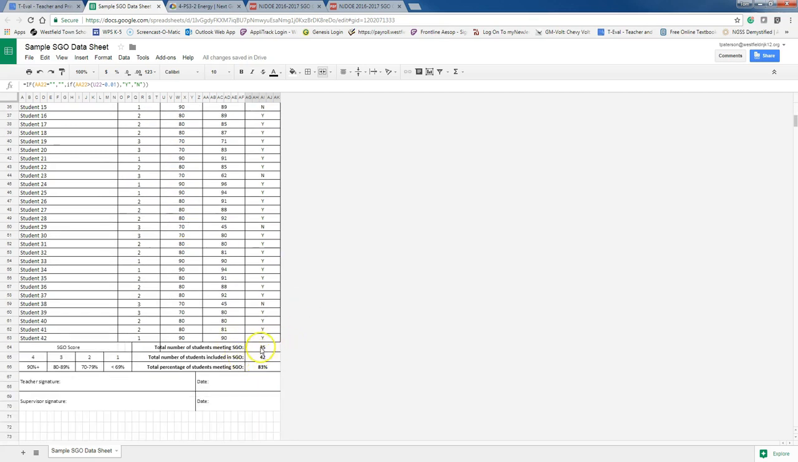And then at the bottom, it adds up all the students. So it knows that there are 42 students in this data sheet, and it counts up and finds out that there are 35 yeses, and so that means that 83% of the students met the SGO.